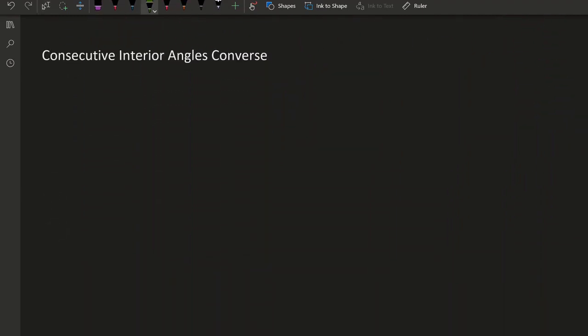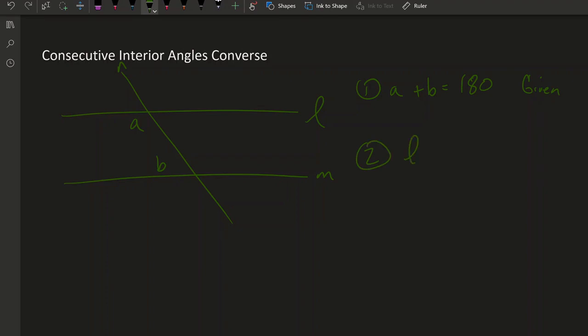Consecutive interior angles converse would be, here's A, here's B, L, M, N. I would say step 1, A plus B equals 180, and this is the thing that I start off knowing. If I know that A plus B is 180, then I know that L must be parallel to M because of the consecutive interior angles converse.